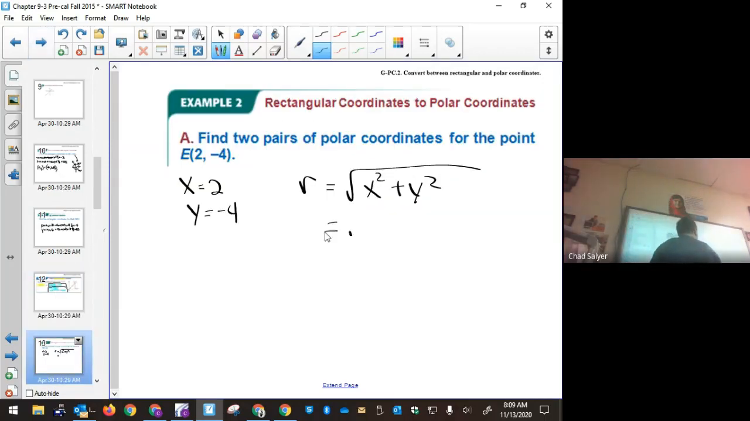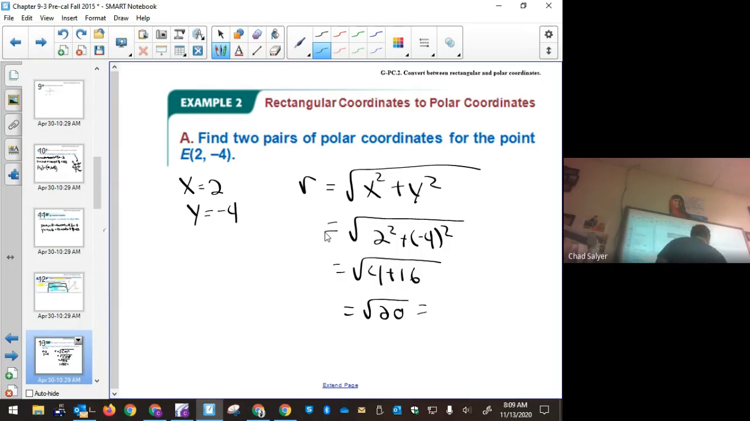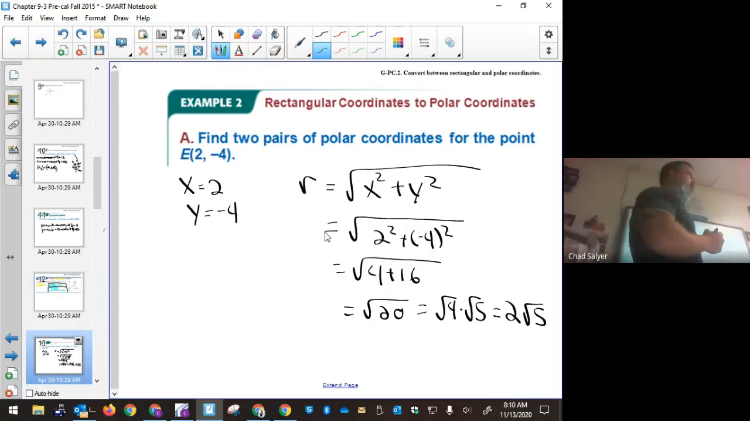So that's going to be the square root of 2 squared plus negative 4 squared. So that's 4 plus 16. That's 20. What's my perfect square factor here, Ian? Yeah, so I say square root of 4 times square root of 5, or 2 on the square root of 5. So when I factor out that perfect square factor, I then need to take its root for that final step. So 2 on the square root of 5 is what we wind up with for r.